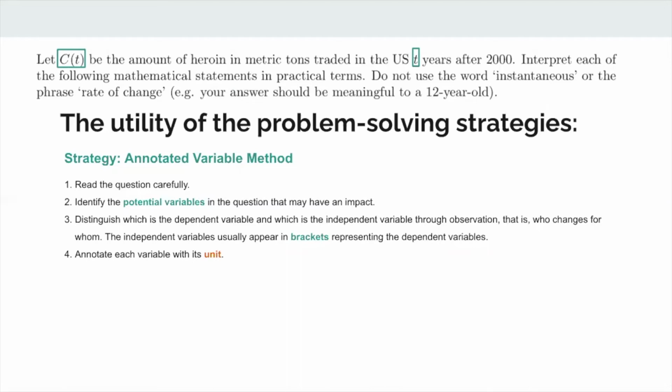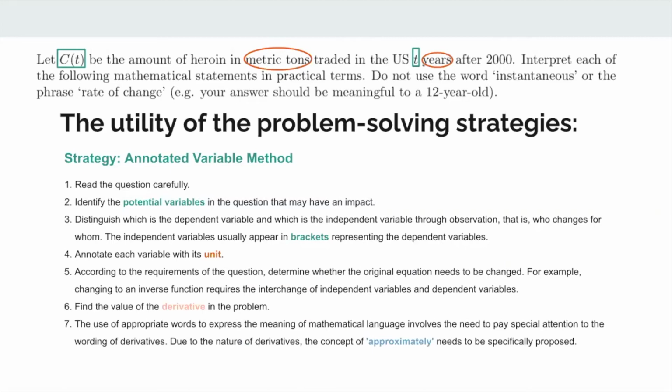The relationship of the units can help us to find the corresponding relationship of the variables. Again, according to the question, if an inverse function shows up, you have to determine whether the meaning of input and output needs to be changed. And finding the correct value of the derivative is also important. Otherwise, there might be a mistake made. The last one is that while expressing the meaning of a mathematical statement, you must pay more attention to using appropriate words. For example, the concept of approximately needs to be specifically proposed.